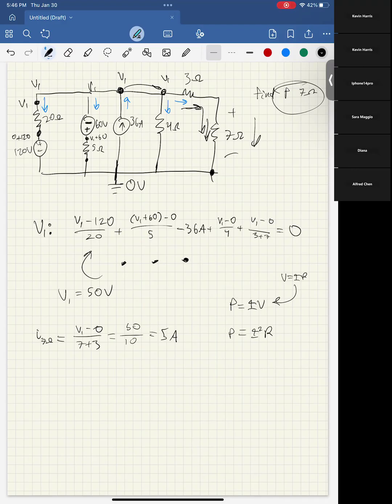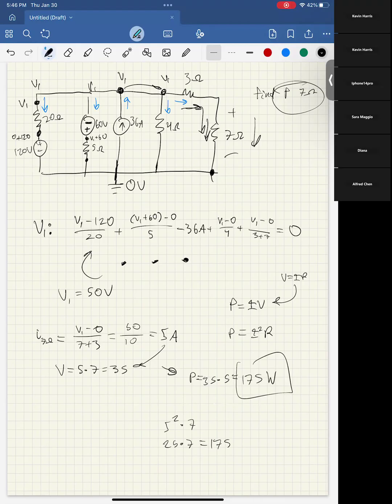Or you can think of it like, okay, I have 5 amps here. The voltage is 5 times 7, which is 35. And then you multiply these two together and you get power equals 35 times 5, which is 175. You'll get the same thing if you do 5 squared times 7, which is 25 times 7, which is 175. And watts. Make sure you say watts.